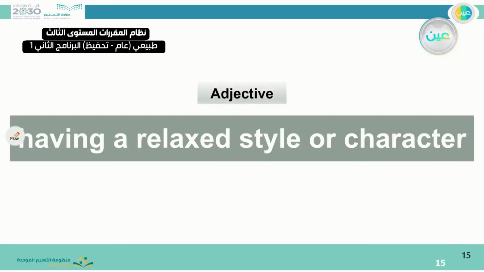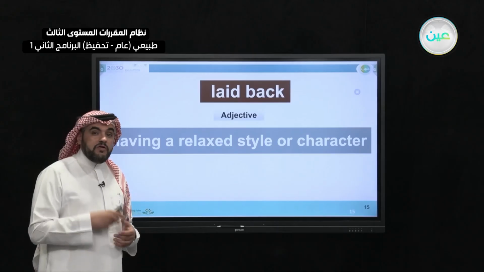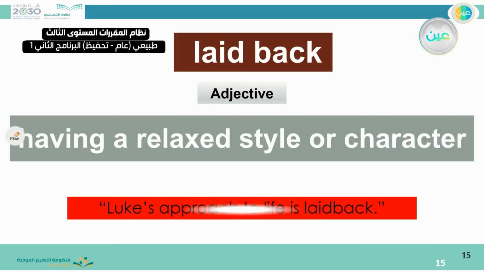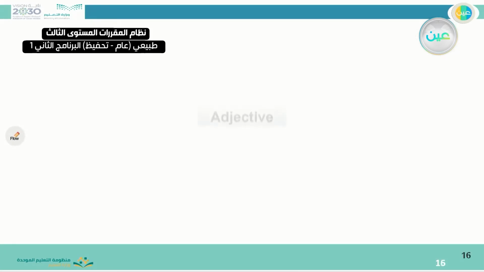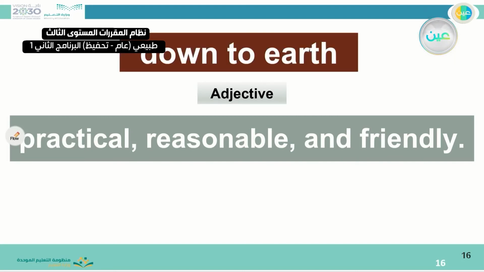Okay. Another adjective here, when you describe somebody as having a relaxed style of character. His character is relaxed, we call him laid back. When Luke talked about himself, he said, my approach to life is laid back. Laid back means relaxed style of character. Also another adjective here, when you describe somebody as practical and friendly, we call him down to earth.